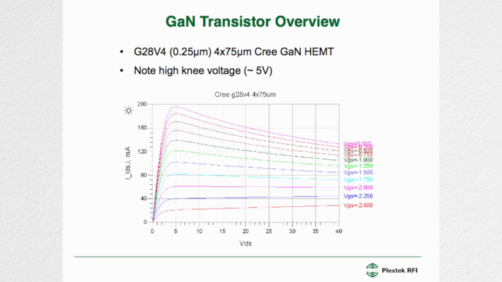These are the DC characteristics of a Cree quarter micron GaN transistor. And one of the things you'll notice is quite a high knee voltage, about 5 volts, compared to what you might be used to with a GaAs FET. And indeed, these transistors tend not to have much gain below about 10 volts VDS. You can see these very negative slopes here. This is a thermal effect.